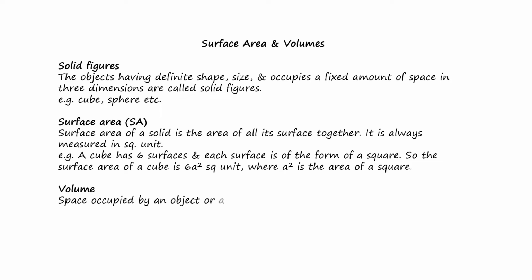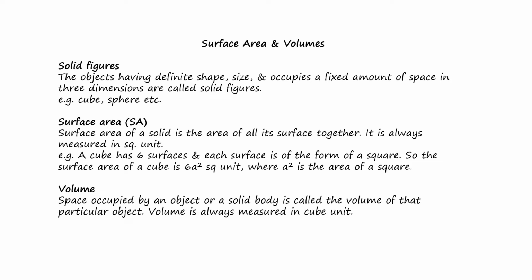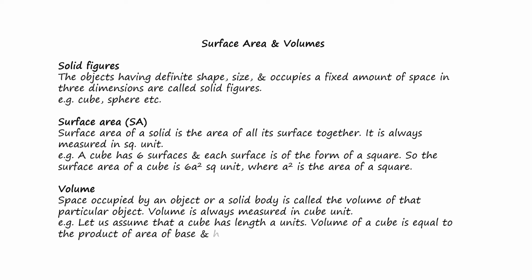Volume. Space occupied by an object or a solid body is called volume of that particular object. Volume is always measured in cube unit. For example, let us assume the cube has the length a unit. Volume of a cube is equal to the product of the area of the base and height of the cube. That means it is a² into a, or it equals a³ cube unit.